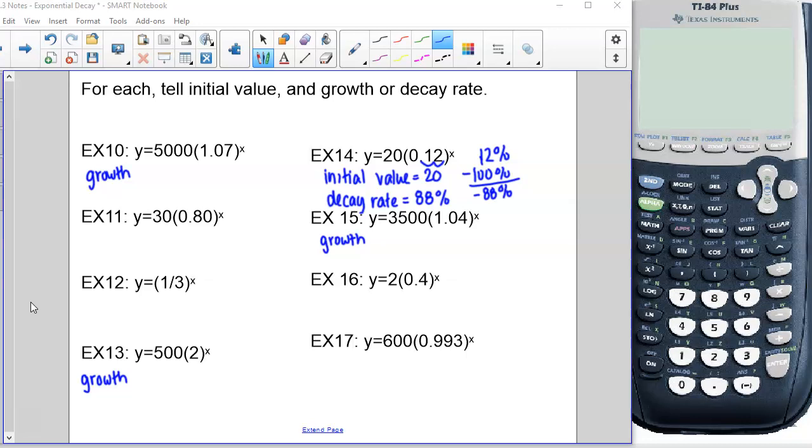All right, homework. You only have to do that top part. It's number 1 through 8. It shouldn't take you 5 minutes. Please do it.